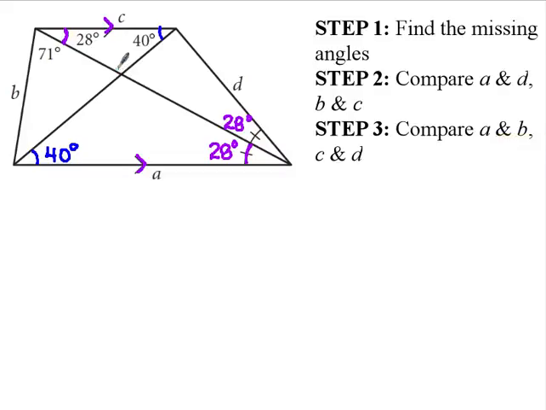What would be this angle right up here? 112. Nice, because that's a triangle. So if that one's 112, then this one's 112. So what are these angles right here going to be? 68. Good.